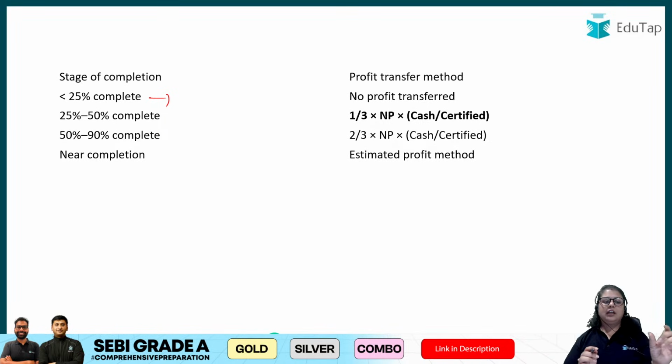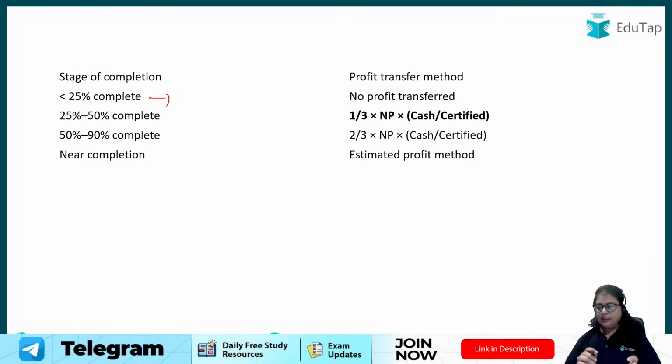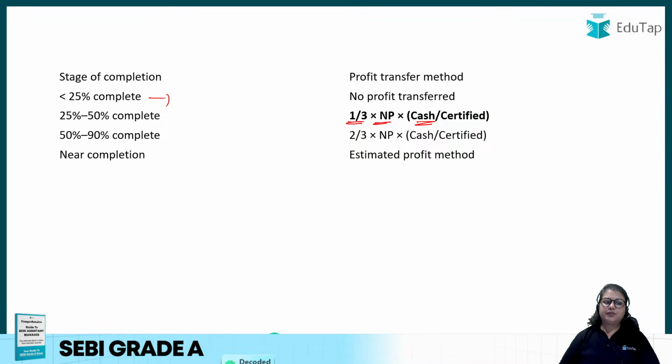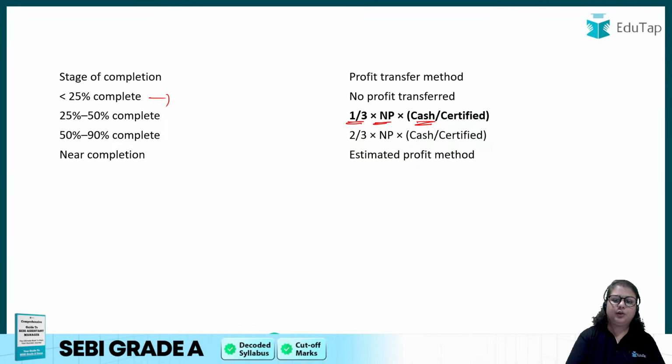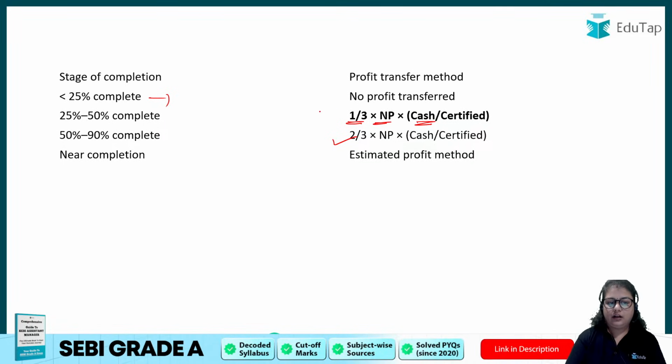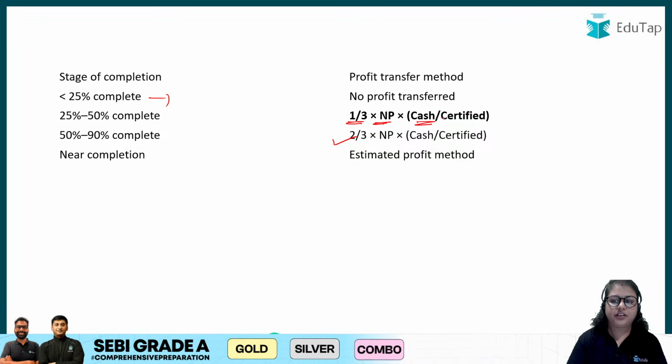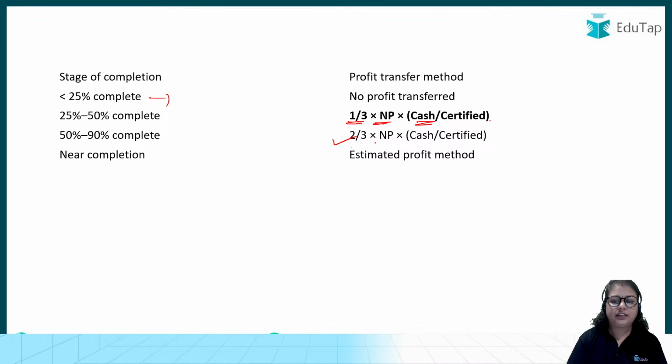But if it is 25% to 50%, then we say 1 by 3 into the notional profit into the cash received upon the certified work. And if it is 50 to 90%, then it will be 2 by 3 of the same.